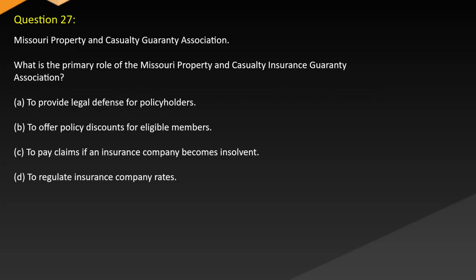Question 27. Missouri Property and Casualty Guarantee Association. What is the primary role of the Missouri Property and Casualty Insurance Guarantee Association? A. To provide legal defense for policyholders. B. To offer policy discounts for eligible members. C. To pay claims if an insurance company becomes insolvent. D. To regulate insurance company rates.